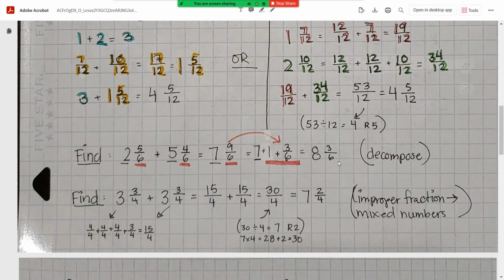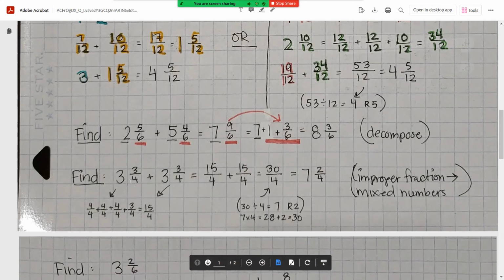If I wanted to rename it as an improper fraction and then back to a mixed number, I can find 3 and 3/4 plus another 3 and 3/4.